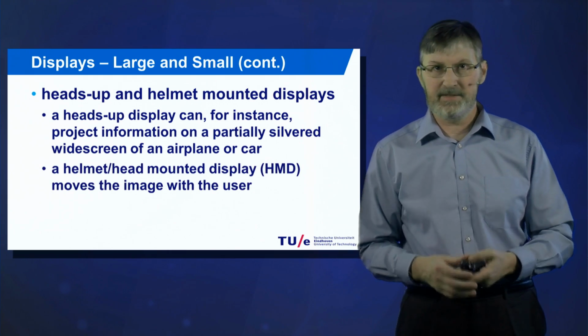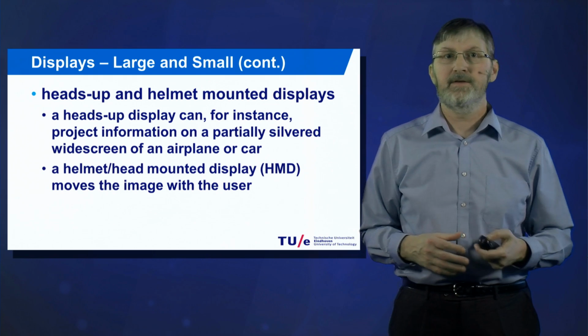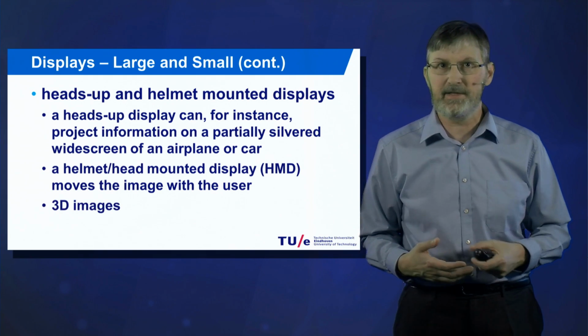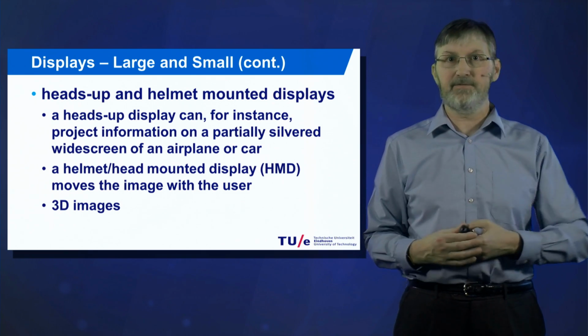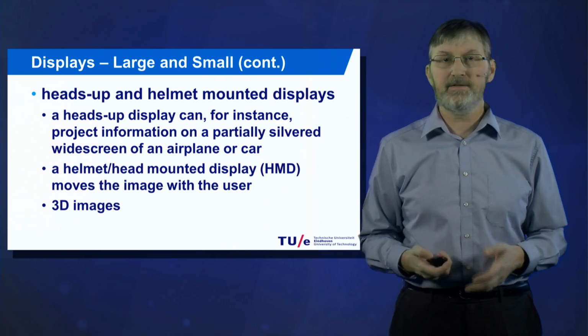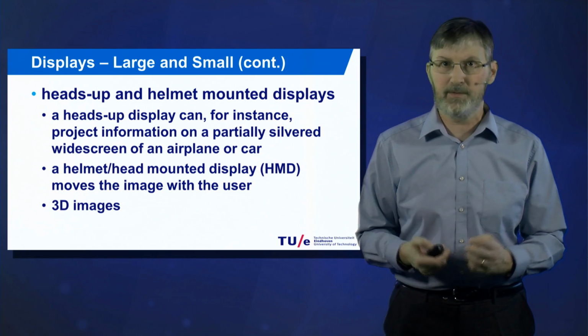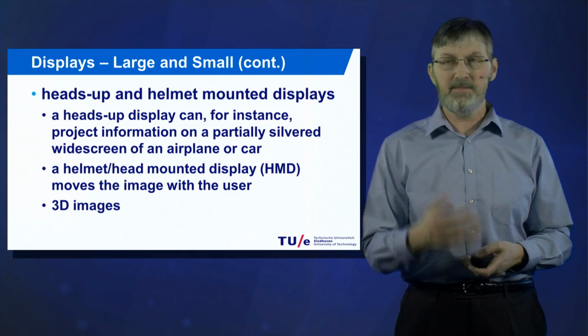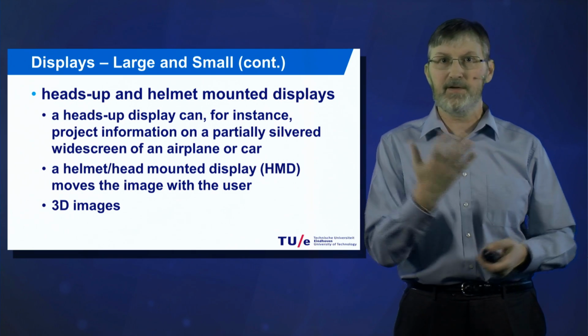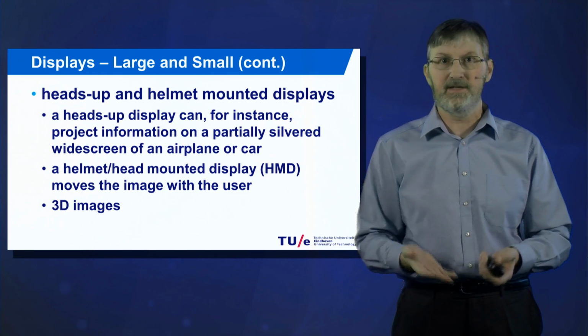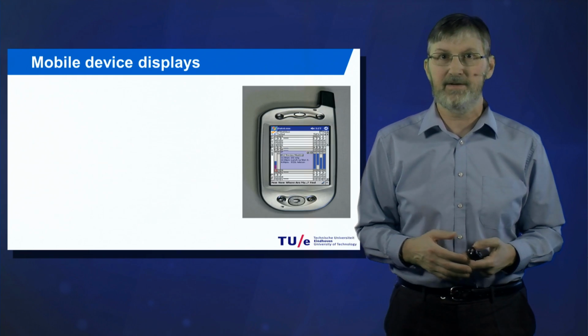There are helmet and head-mounted displays that are good for 3D applications, where the light is projected right in front of your eyes, and they need to also be equipped with motion sensors so that the image you see moves along with your head to give a feeling of immersion in a scene that isn't really there.